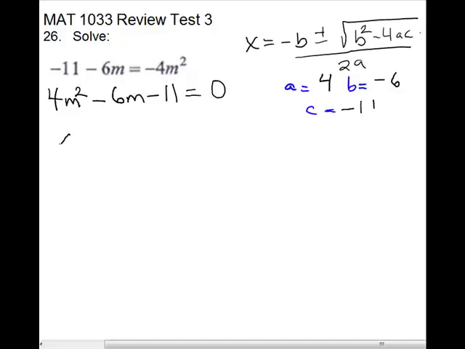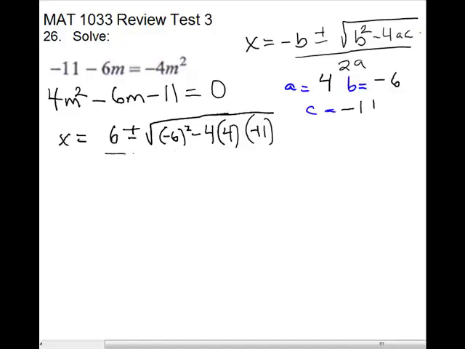So my x equals negative b. B is already negative, so that will make it a positive 6 plus or minus the square root of b squared. So negative 6 squared minus 4 times a, which is 4, times c, which is negative 11, all over 2 times 4. Then we'll clean up.